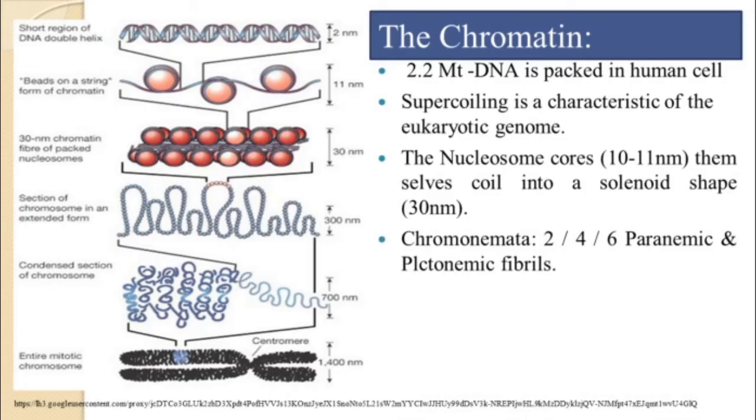These solenoids form chromatids, which show chromonemata fibrils. They may have 2 fibrils, 4 fibrils, or 6 fibrils based on the species. The number varies, but they maintain two different coils, paranemic and plectonemic. Finally, the chromatid measures about 700 nanometers and the chromosome measures nearly 1400 nanometers in diameter.